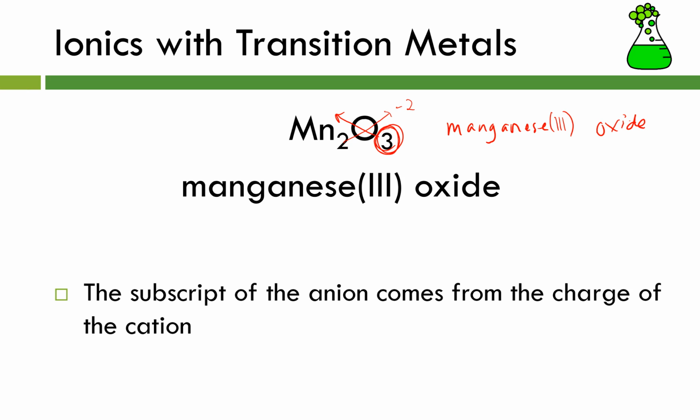So the subscript of the anion comes from the charge of the cation. And since the cation can have multiple charges in these cases, you need to specify. So use the Roman numerals to specify which manganese ion you're talking about in this case.